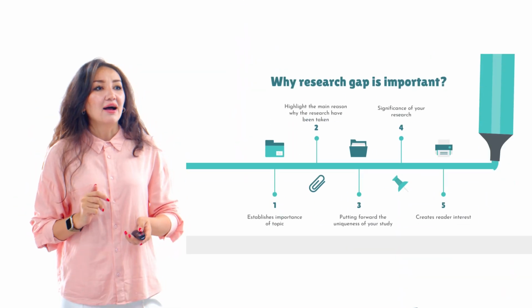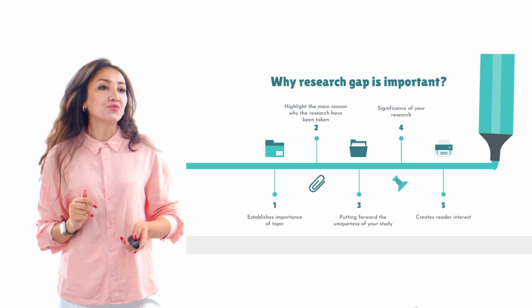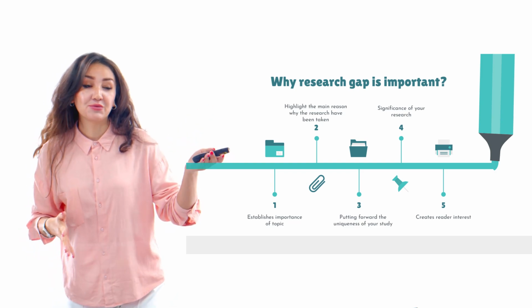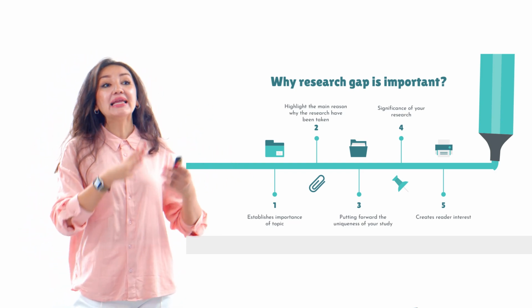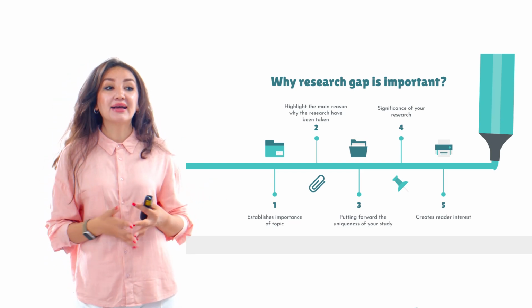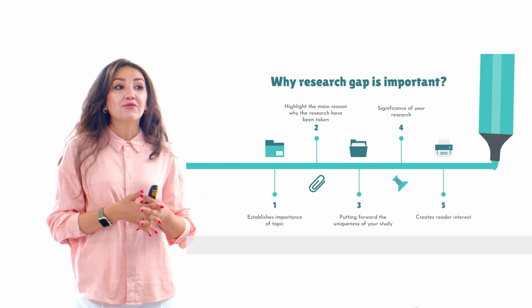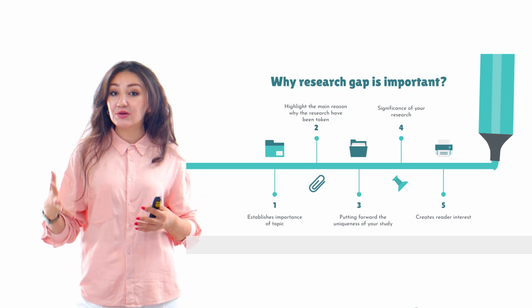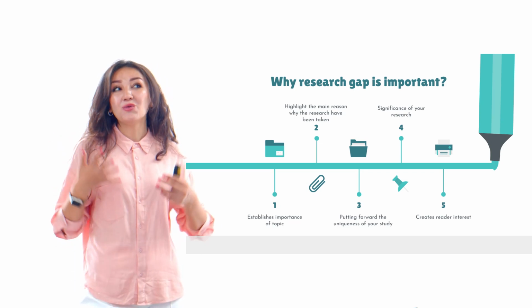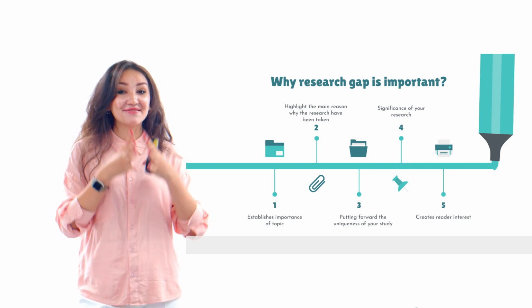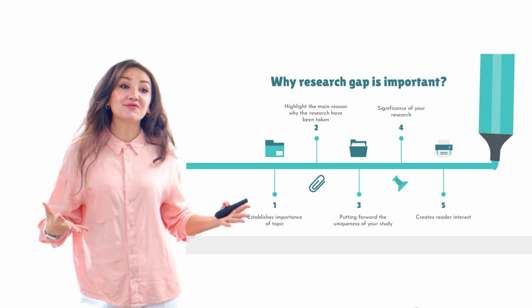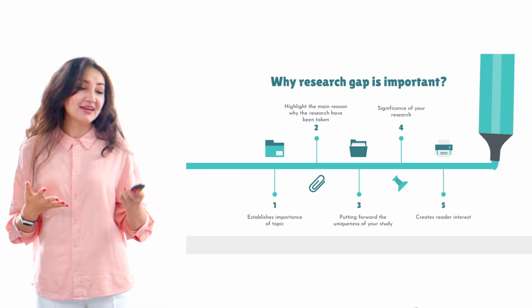missing, right? Why is research important? It actually establishes the importance of the topic. Research gap is important. The second one highlights the main reasons why the research has been undertaken. Third one, it puts forward the uniqueness of your study. Fourth one, the significance of your research, why your research is significant, and it creates reader interest. Oh wow, this research is valuable. It can even increase the motivation for a lot of researchers, right?